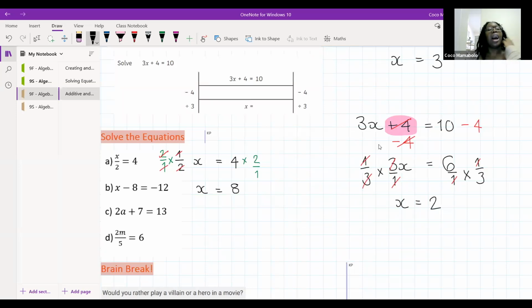All right, excellent. I want you guys to try B and C for me before we do our brain break. So here's question B. I want you guys to choose for yourselves which inverse you're going to use, the additive inverse or the multiplicative inverse, and then find an answer for x. In C, I also want you guys to pick which inverse you want to use and then calculate for a. Okay. I'm going to give you guys a few minutes.